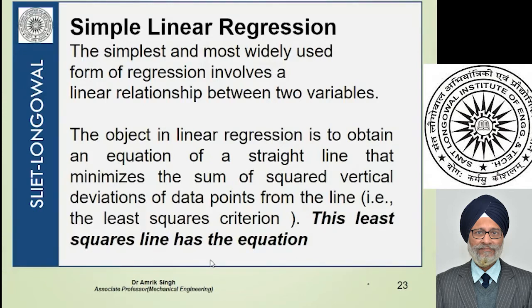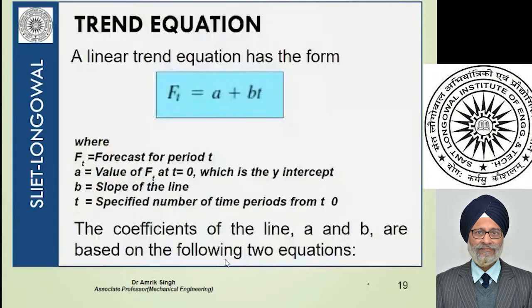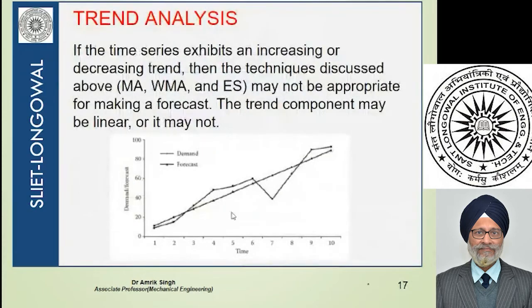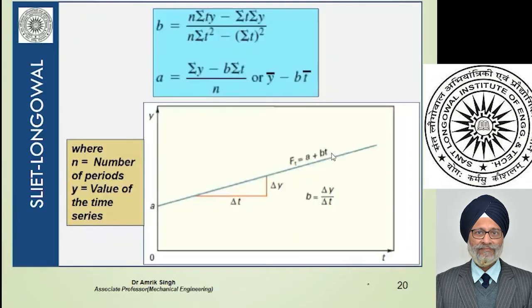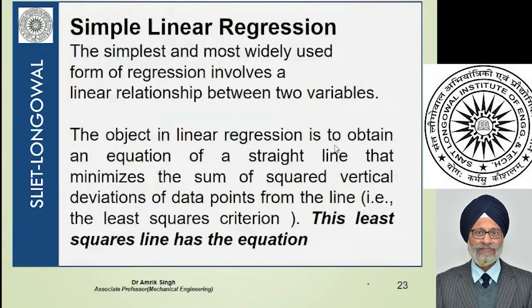If you go back to the trend equation, you see this is a deviation. The closer this deviation is, that means the least deviation is there, the closest trend will be there. That means this curve will follow a straight line. So this is a method which we use to fit the data.